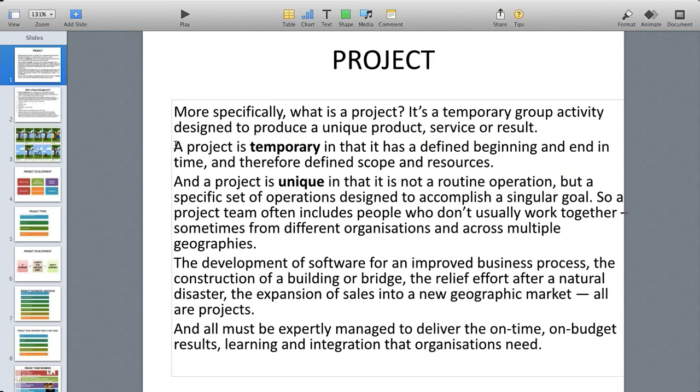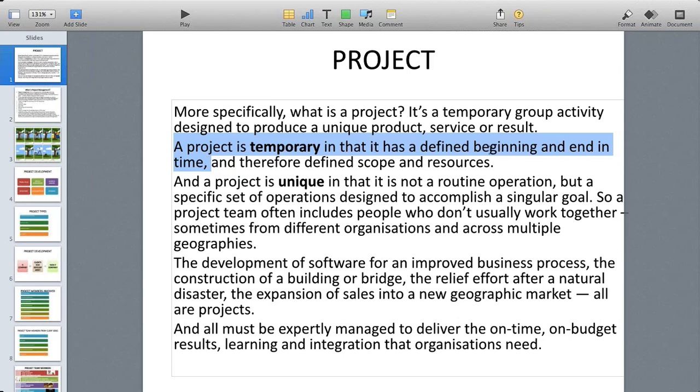Let's see why they are calling it temporary. A project is temporary in that it has a defined beginning and end in time. When I talk about a project, it is not only an IT project, it is not only the project which runs on a computer. A project can be anything like designing a cell phone or constructing an apartment, manufacturing a car. Any task comes under a project. Every project is temporary. I mean, it will have some start time and end time. Someday it has to start and someday it has to end.